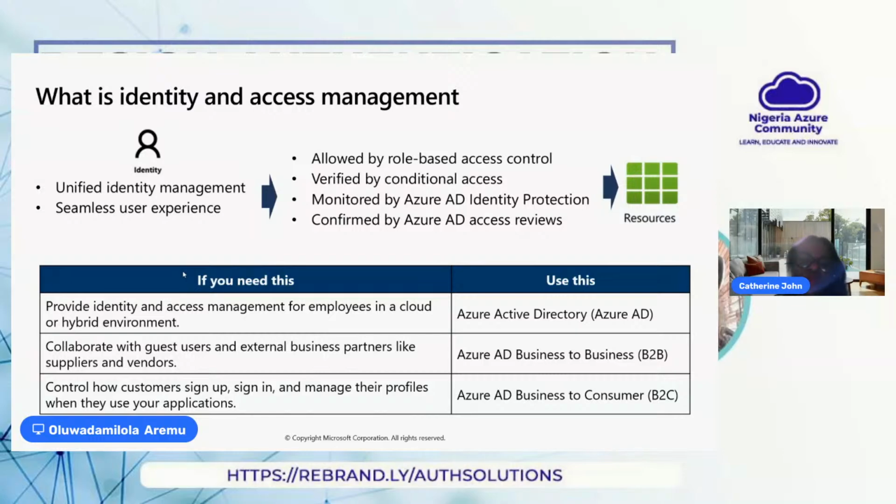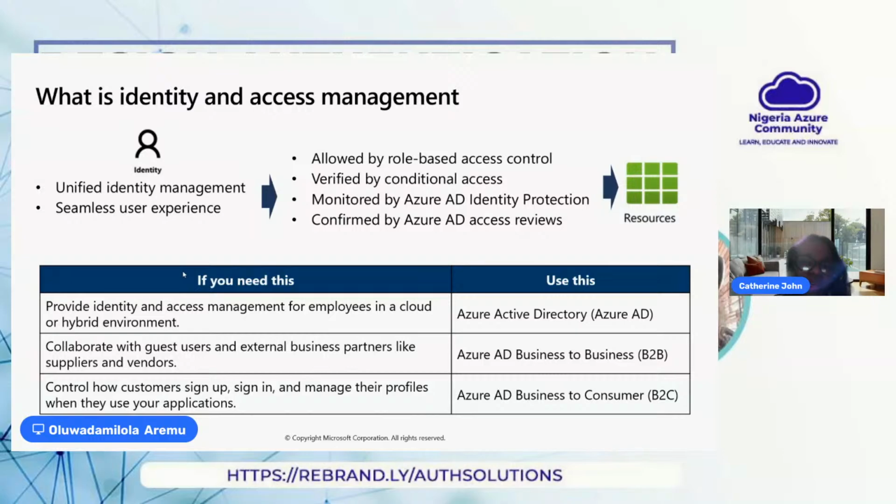So you will need to be verified by conditional access. There are some conditions that need to be put in place, for example, the location where you're logging in from, the device you're using, and all that. Then you have to monitor Azure AD Identity Protection. We also have Azure AD access review. It's going to review your access before you're fully given access to a resource.